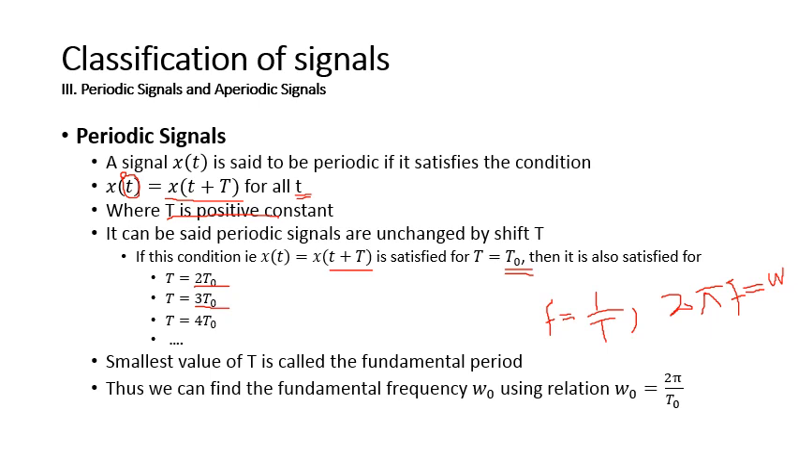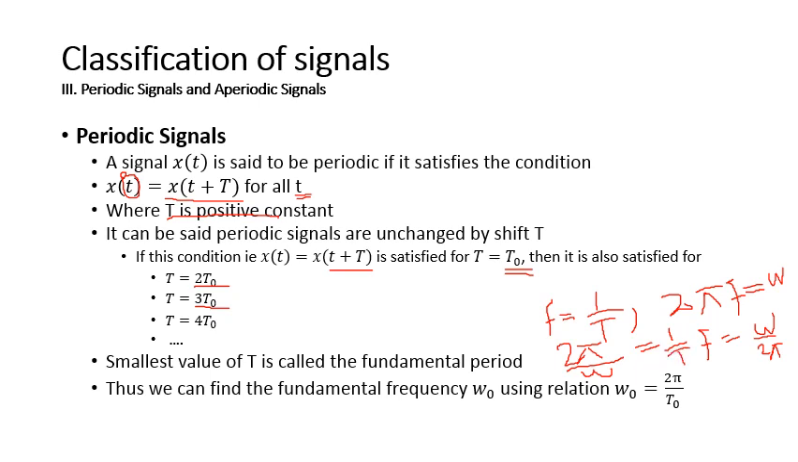Because omega equals 2 pi f, that means we can write f equals omega over 2 pi, right? So f equals omega over 2 pi. That means if I replace the value here, then omega over 2 pi equals 1 over T.